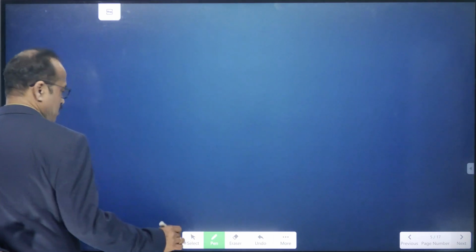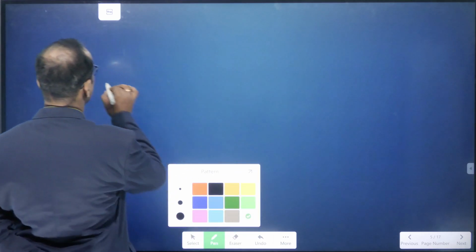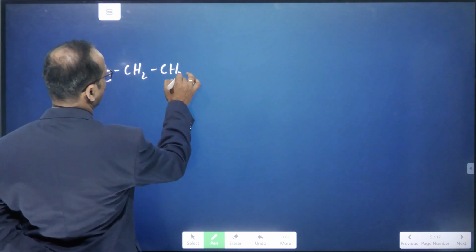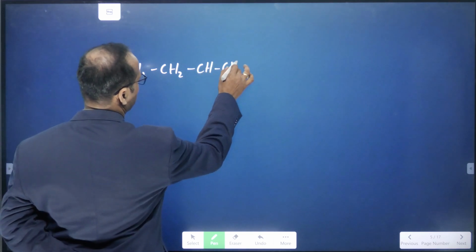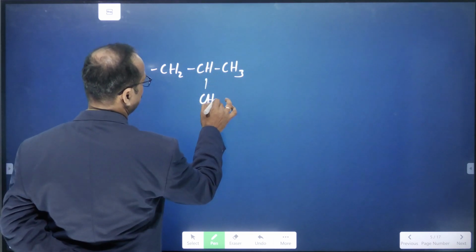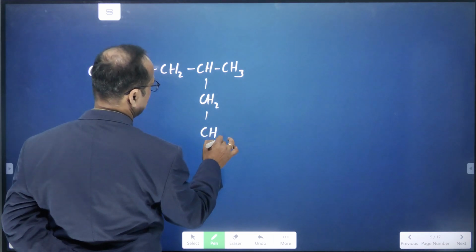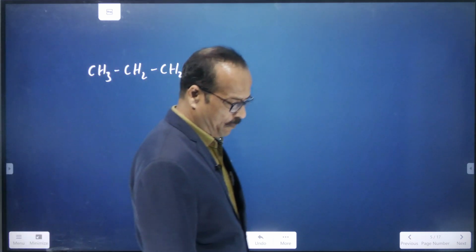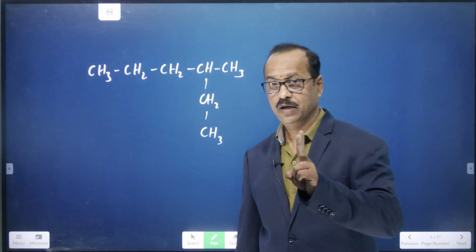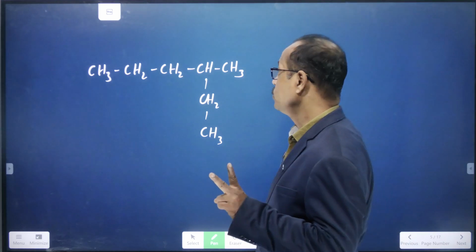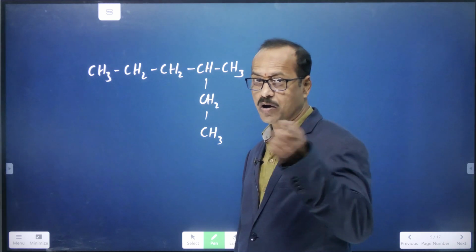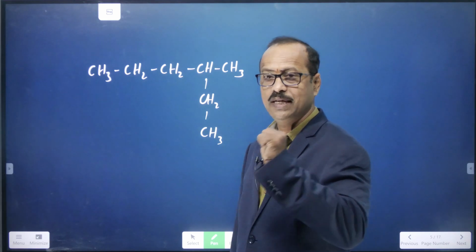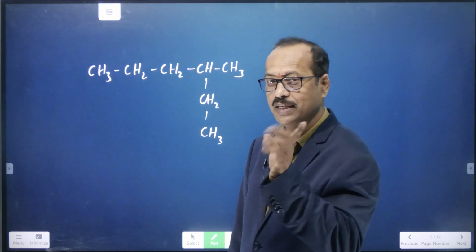Now for example, you see a similar way. CH3, CH2, CH2, CH3, CH2, CH3. Now students, here we have to apply two rules. What is the first rule? First rule is longest chain. The root word should consist of the longest number of carbons. The second rule is that the substituent, meaning the branch, should get the least number.